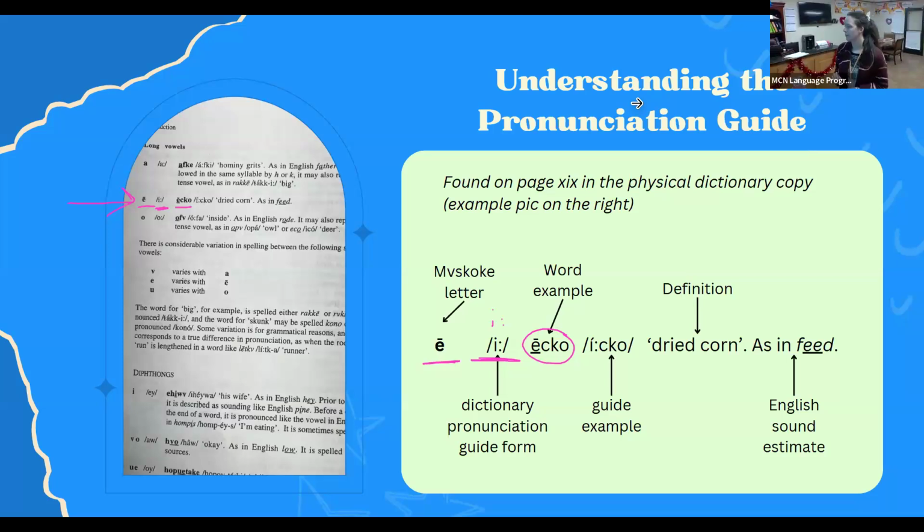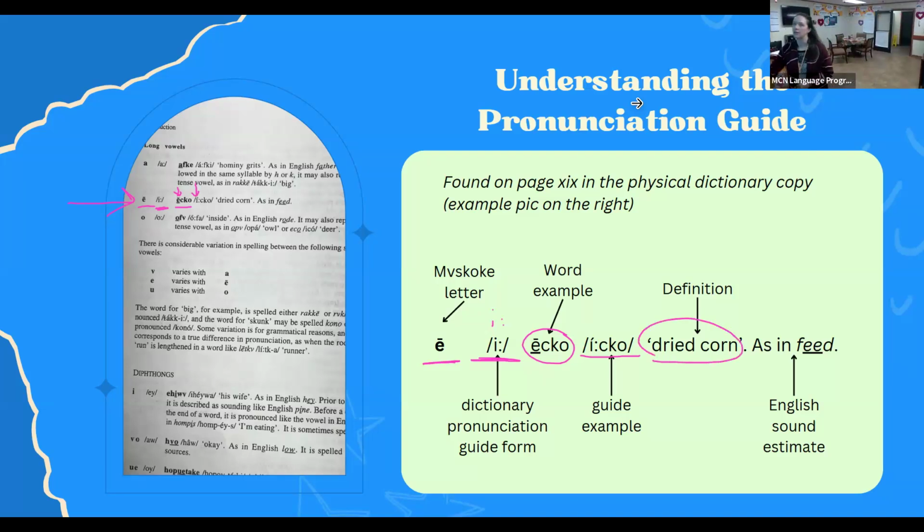Ichko. Then you see an example of the guide. So right there where that E is, that first sound, there's that E with a colon, Ichko. Then it gives you the definition of the example it gave you, horse, right here. And then it gives you an English approximate, an estimate of what that sound would be like in English. So in this case, it's saying the E in feed, E, E.